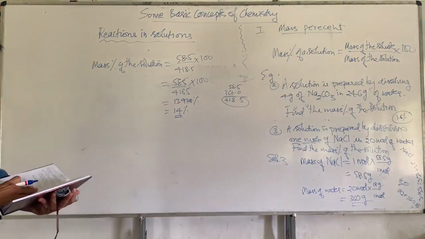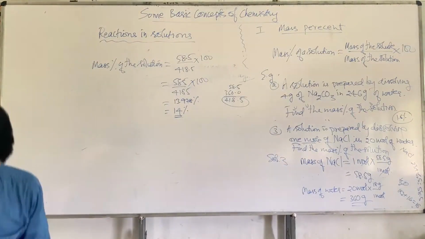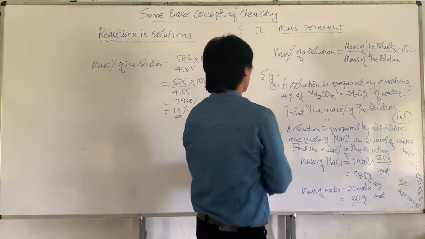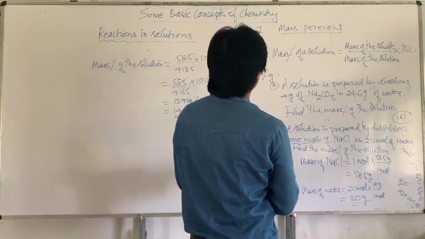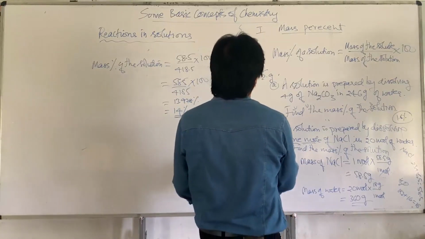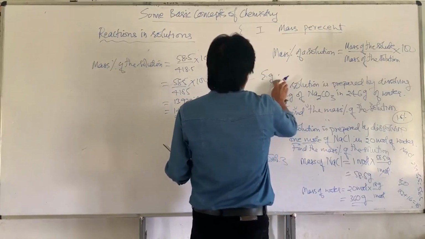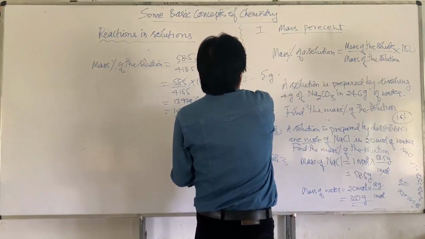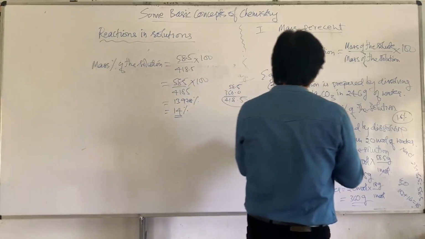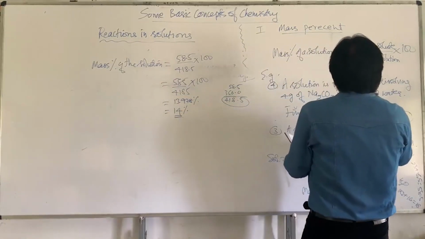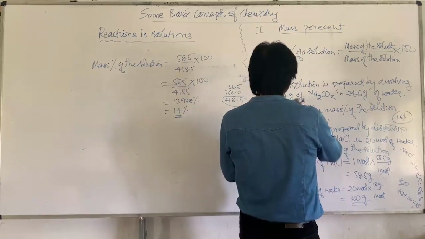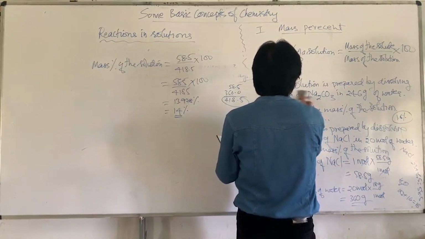And then the last example for you to work out, the fourth one, I'm going to make a change here. This is example number 4. A solution is prepared by dissolving 2.5 moles. I'm going to change this.